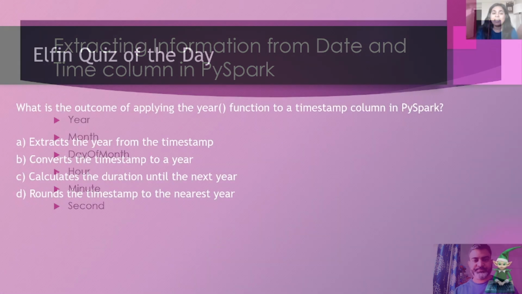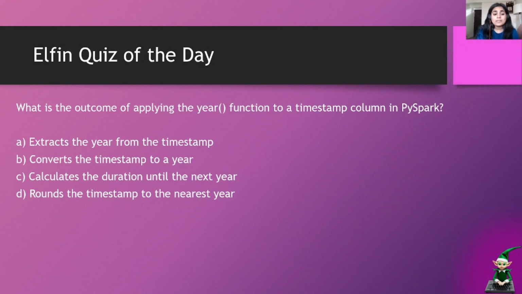Thank you. Elephant quiz of the day. What is the outcome of applying the year function to a timestamp column in PySpark? Option A, extracts the year from the timestamp. Option B, converts the timestamp to a year. Option C, calculates the duration until the next year. And option D, rounds the timestamp to the nearest year. Mention your answer in the comment section below.